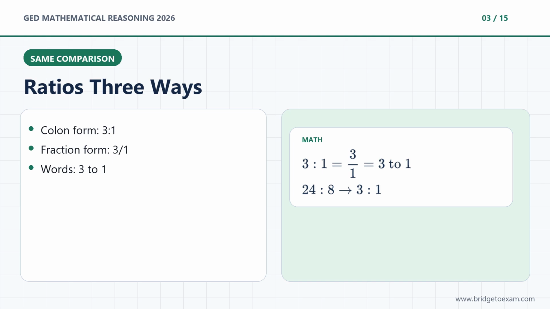A ratio compares two quantities. We can write the same ratio with a colon, as a fraction, or in words. 3 to 1, 3 over 1, and 3 to 1 all mean the same comparison. For every 3 of the first item, there is 1 of the second item.